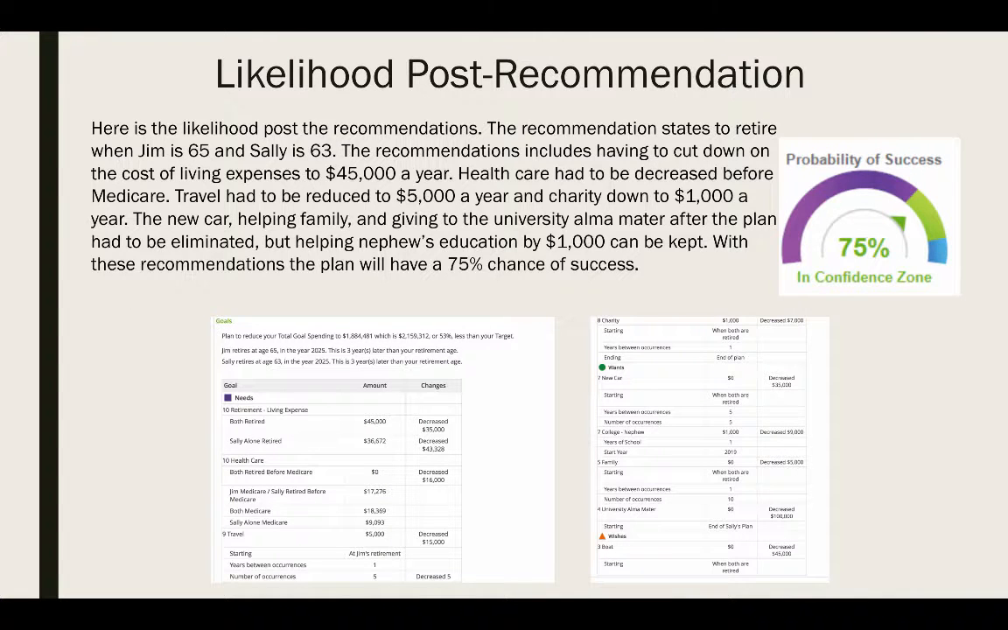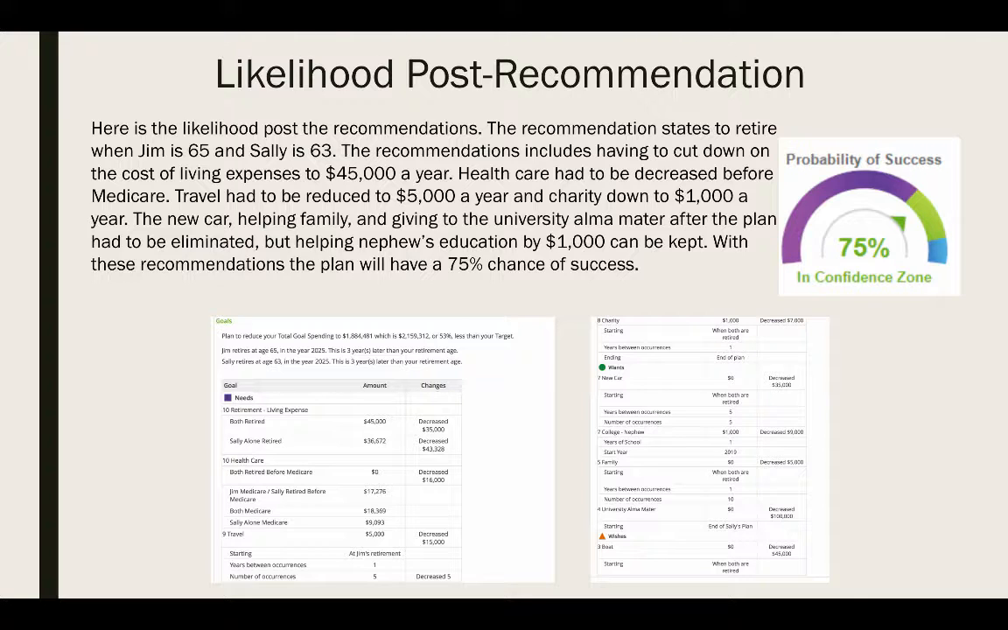The likelihood post-recommendation ended up to be 75%, which is great. It's within that green zone. They're going to have to make some changes. They're going to have to retire at the latest time that they want to, which was 65 and 63. They're going to have to cut down on their living expenses quite a bit. Healthcare had to be decreased a little bit, but they're going to be retiring later, so that'll help.